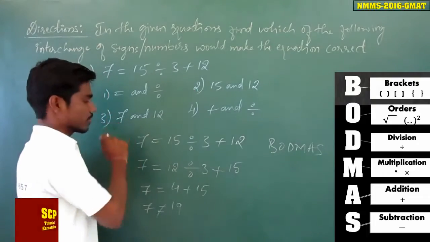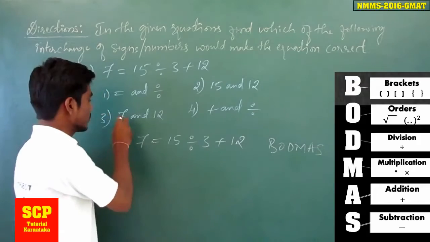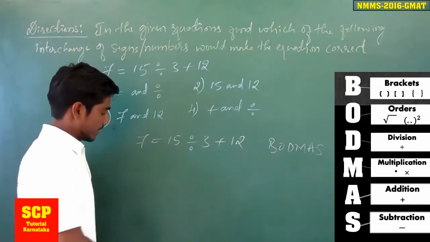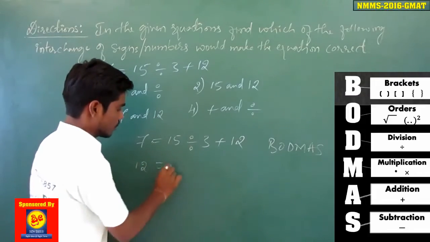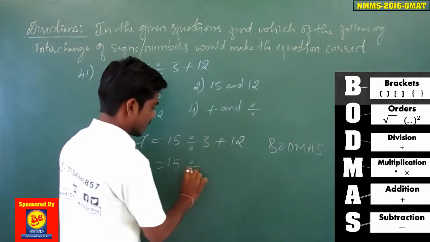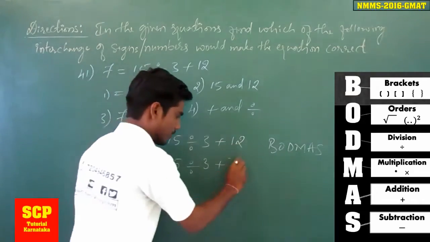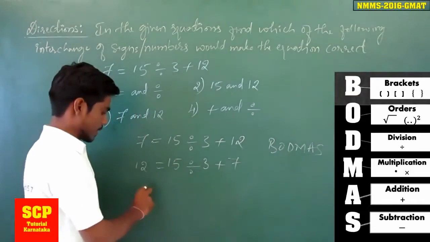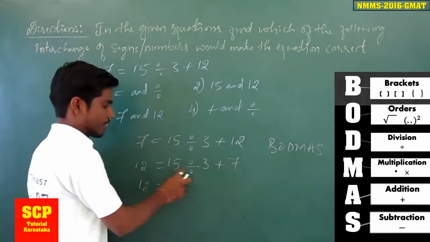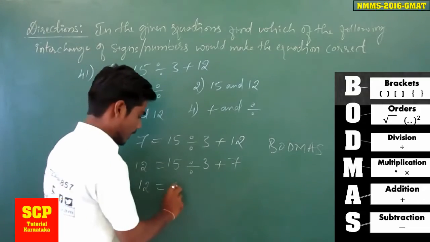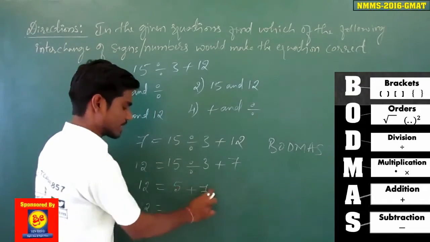Let us consider the third option. Well friends, according to the third option, we have to interchange 7 and 12. So, in place of 7, we write 12, is equal to 15 divided by 3 plus, and instead of 12, we write 7. Now, look at here. 12 is equal to, first division according to the BODMAS rule, 15 by 3. What is that? 5, plus 7.